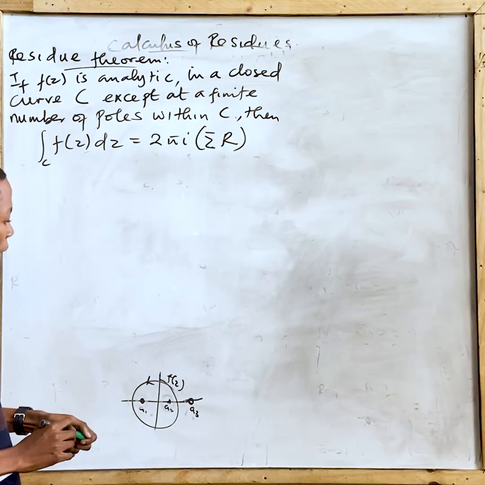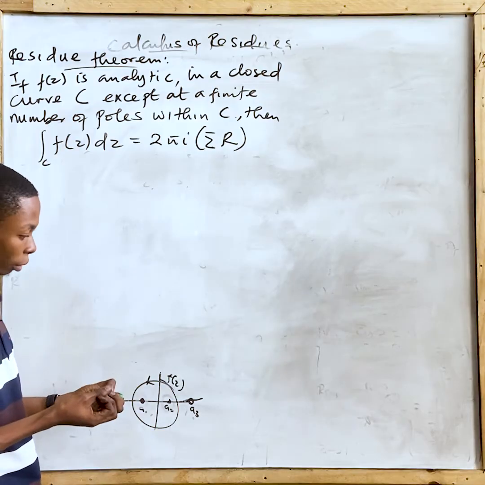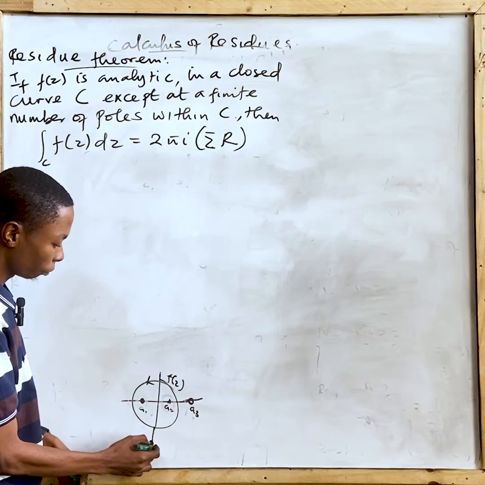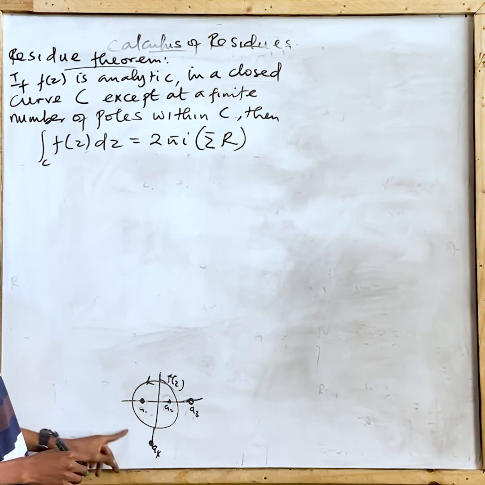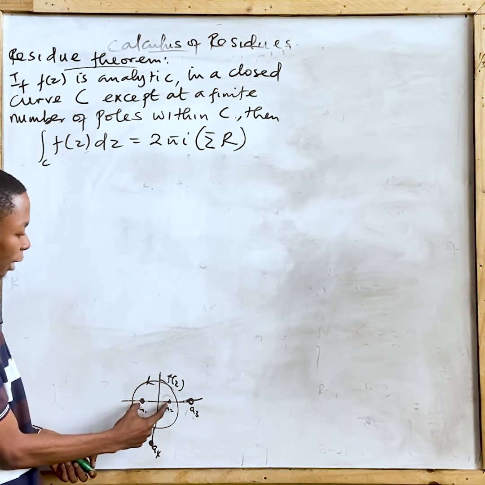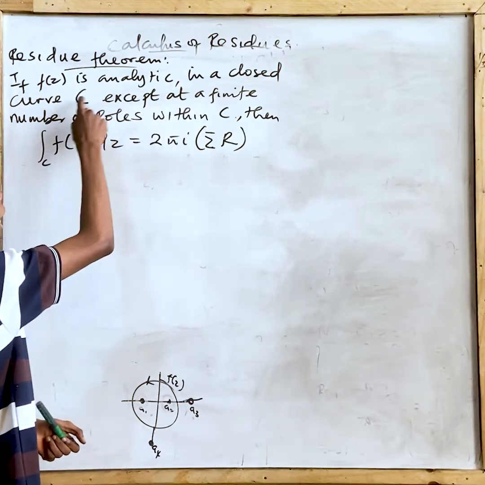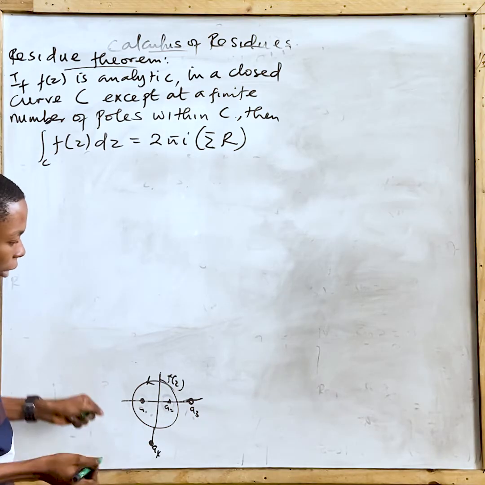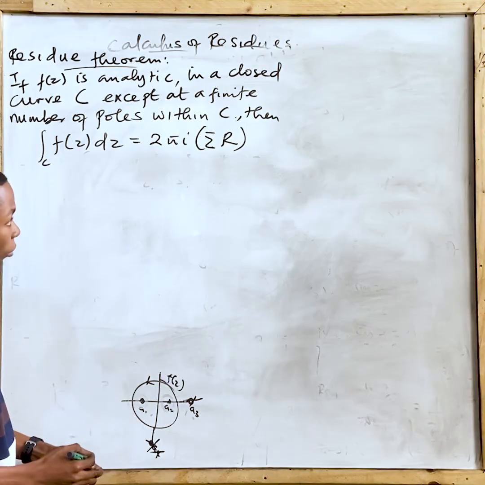Inside that closed curve, we now have some finite poles. Finite means the poles are countable. Let's say we have poles A1, A2, A3, in fact, let's say A4. And you observe that within this contour, only A1 and A2 are within it. Now, the theorem says that if a function is analytic in a closed curve except at a finite number of poles, the poles outside the contour are A3 and A4. So A3 and A4 lie outside the contour.